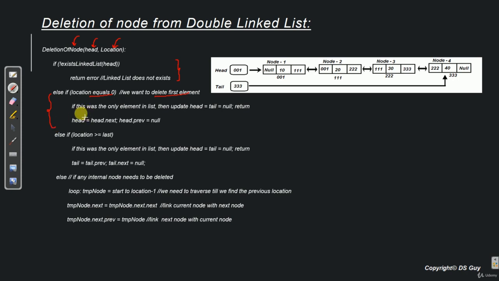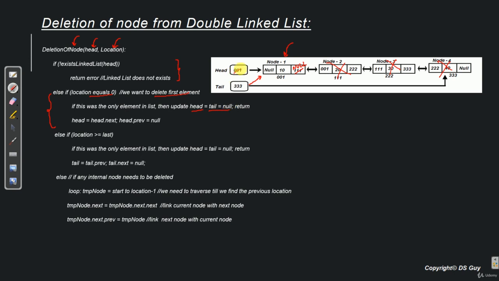So what we are doing here is we are first checking if this was the only element in the list. That is, let's say we want to delete node 1 and this is the only node in this list. Right now let's say nodes 2, 3 and 4 do not exist, and tail of course is pointing to node 1 and this is null. So in that case what we are saying is update head is equal to tail is equal to null.